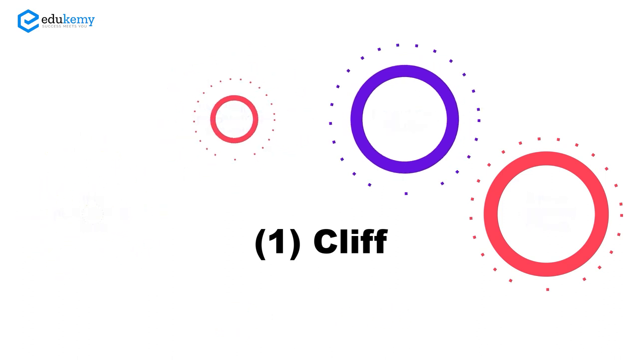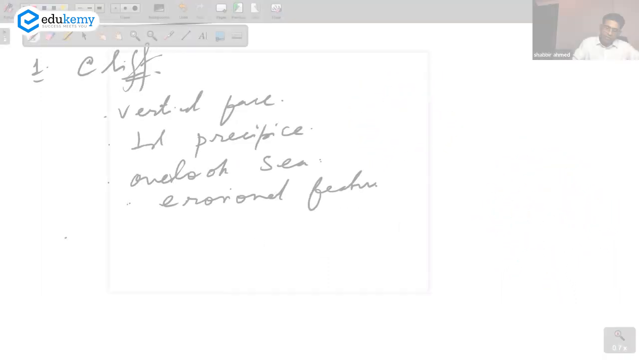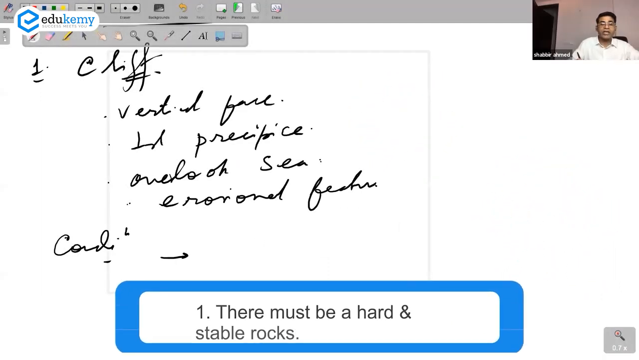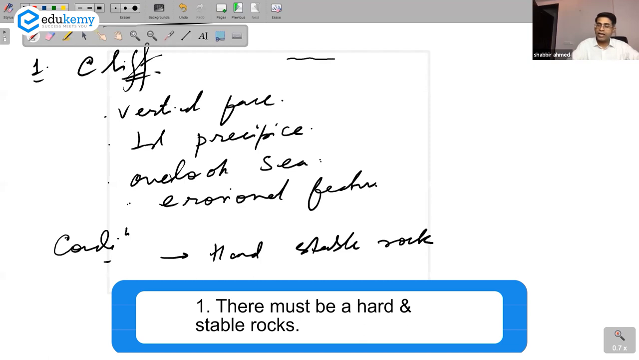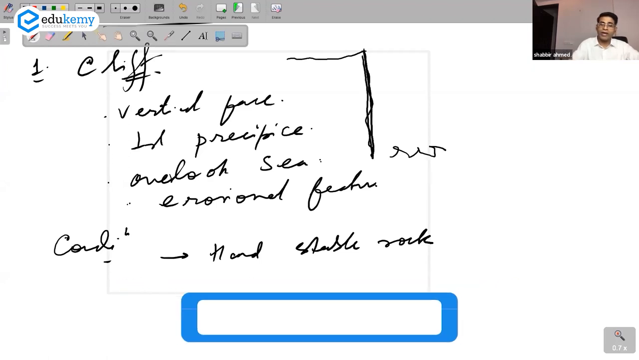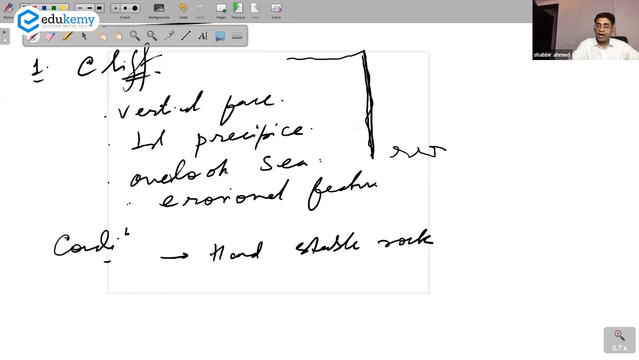Now, cliffs require some conditions. One important condition is that there must be hard and stable rocks. Otherwise, the cliff typically looks like an almost vertical face like this, and we have waves here. So this face can remain vertical and stable only when the rocks are hard rocks.